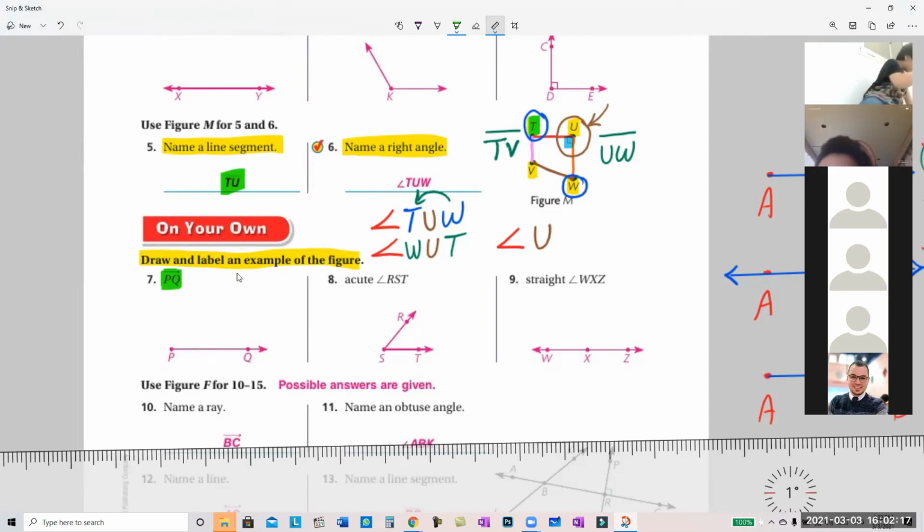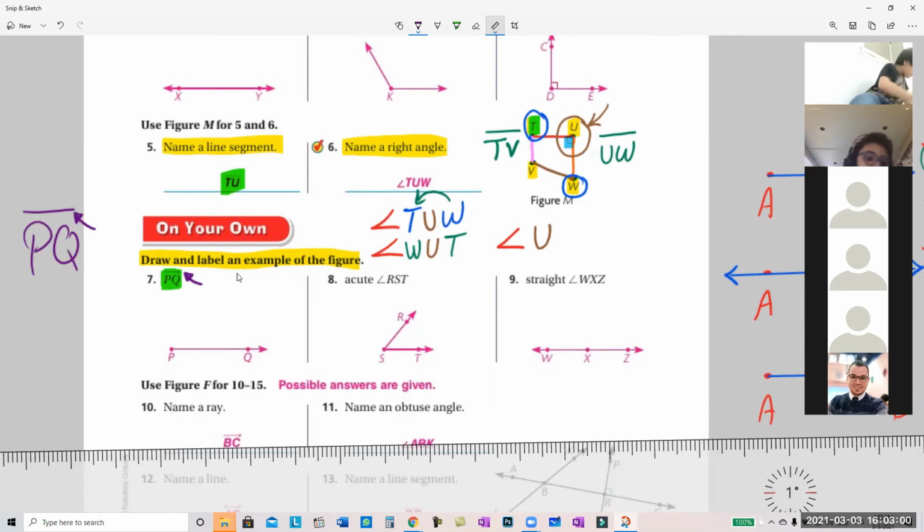Number 7, BQ. So is it line PQ? Yes. Okay, so is it a line, a line segment, or a ray? Line segment. Okay, so it looks like a line segment, and that's the line segment PQ. But do you see that we have the same sign here?